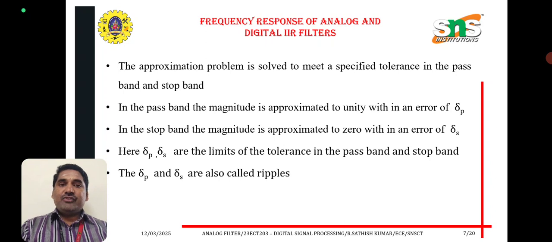Now we can see the frequency response. The approximation problem is solved to meet the desired specified tolerance in the pass band and stop band. In the pass band, the magnitude is approximated to unity with an error of δp. In the stop band, the magnitude is approximated to 0 with an error of δs. Here, δp and δs are the limits of the tolerance in the pass band and stop band. The δp and δs are also called ripples.